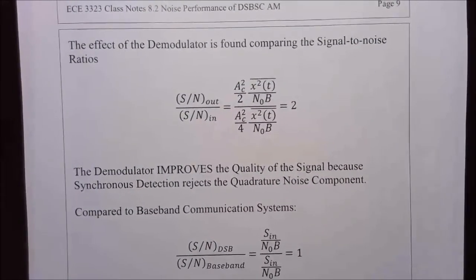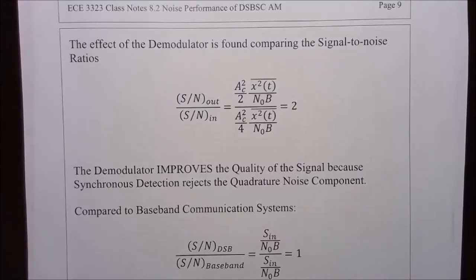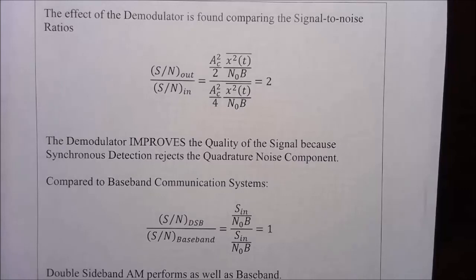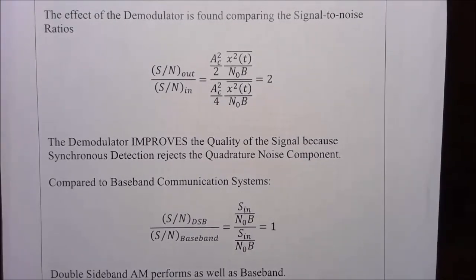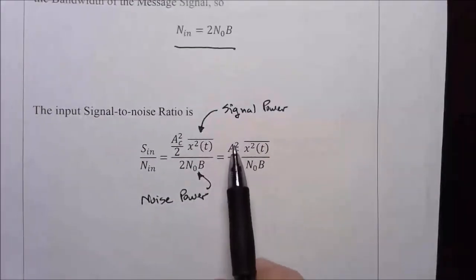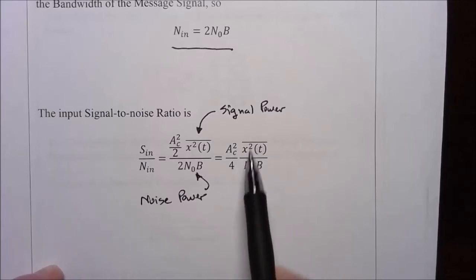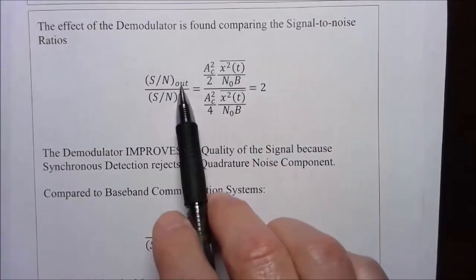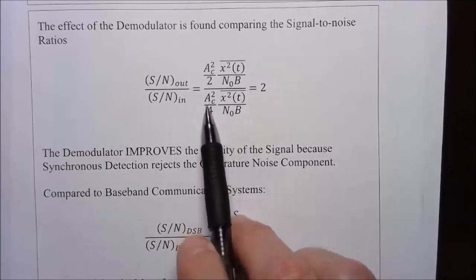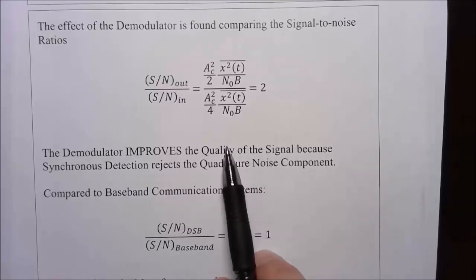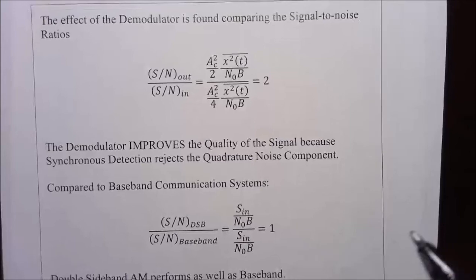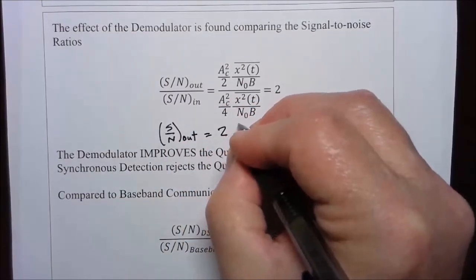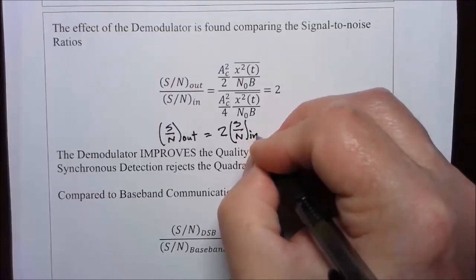Now let's try to summarize this and come to a conclusion. We've got the signal to noise ratio at the output of the demodulator. The signal to noise ratio at the input of the demodulator, here it is, was given by this expression, AC squared over 4 x squared t time average divided by n naught b. So if we take the expression for the signal to noise ratio at the output and compare that to the signal to noise ratio at the input, compare these two signal to noise ratios, and we get this factor of 2, so that the signal to noise ratio at the output is equal to 2 times the signal to noise ratio at the input.